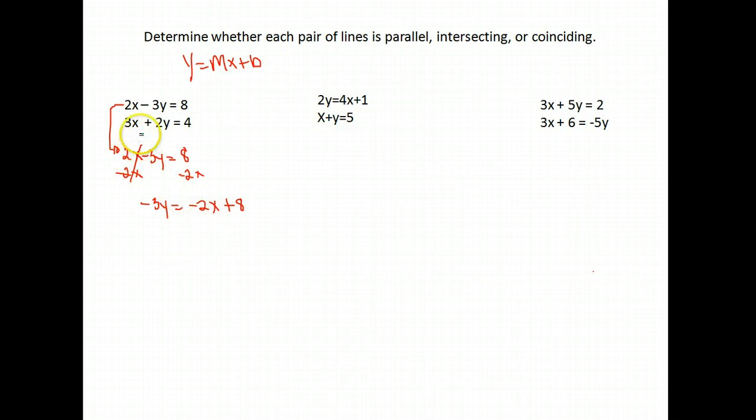So the first thing you do when you're doing this is move the x to the other side. Then whatever is multiplied by the y, we need to get rid of that. So we do the opposite and divide everything by that number.